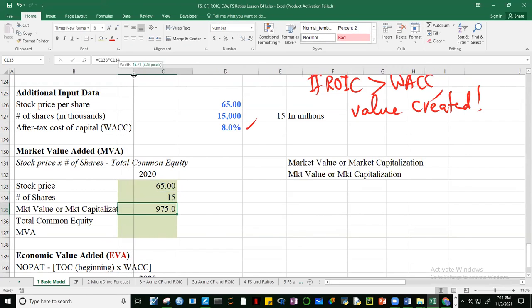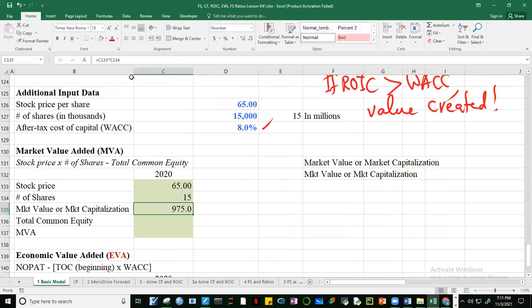So how do we compute for market capitalization? Just get the stock price. How much is it selling now in the market? And then how many shares outstanding? We're given that there are 15 million shares outstanding, and we're using millions because our balance sheet and income statement figures are in millions. So just to be consistent.